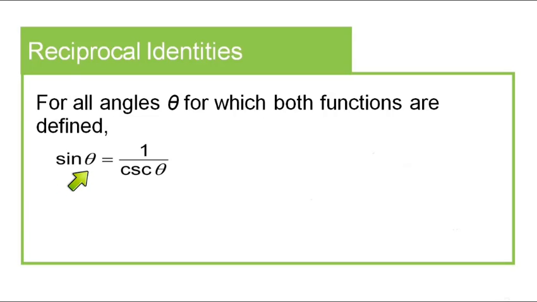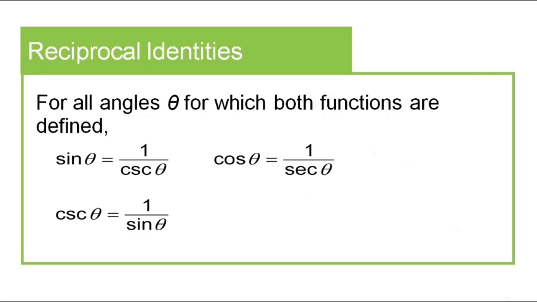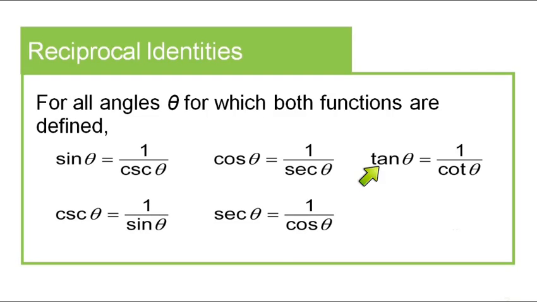So this one says sine of theta equals 1 over cosecant of theta, or in words it says that the sine of theta is equal to the reciprocal of cosecant. And that means also that cosecant is equal to the reciprocal of sine. Then we have cosine is equal to the reciprocal of secant, and secant is equal to the reciprocal of cosine. Tangent is equal to the reciprocal of cotangent, and cotangent is equal to the reciprocal of tangent.